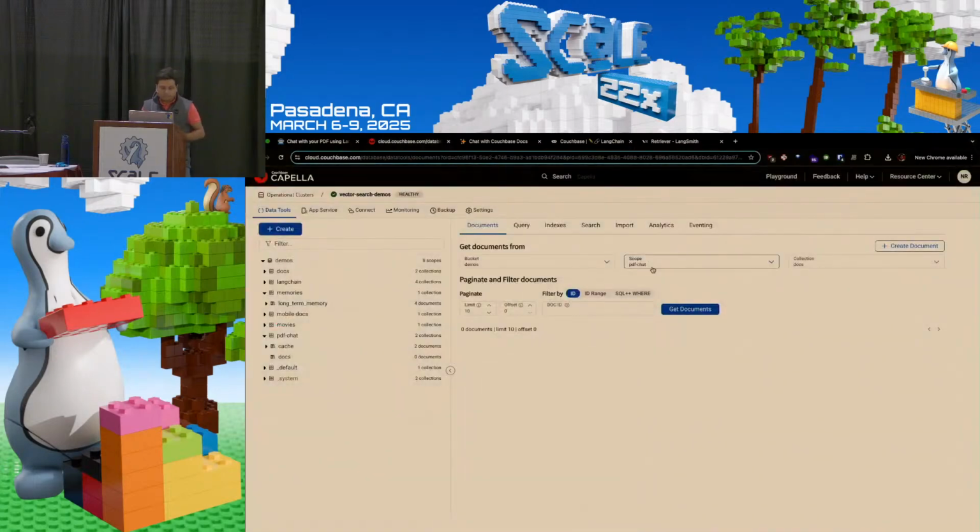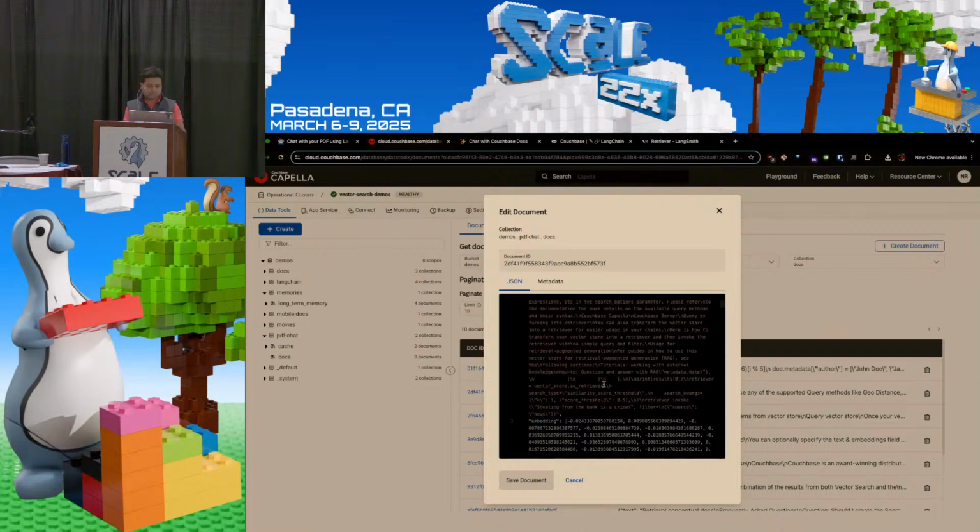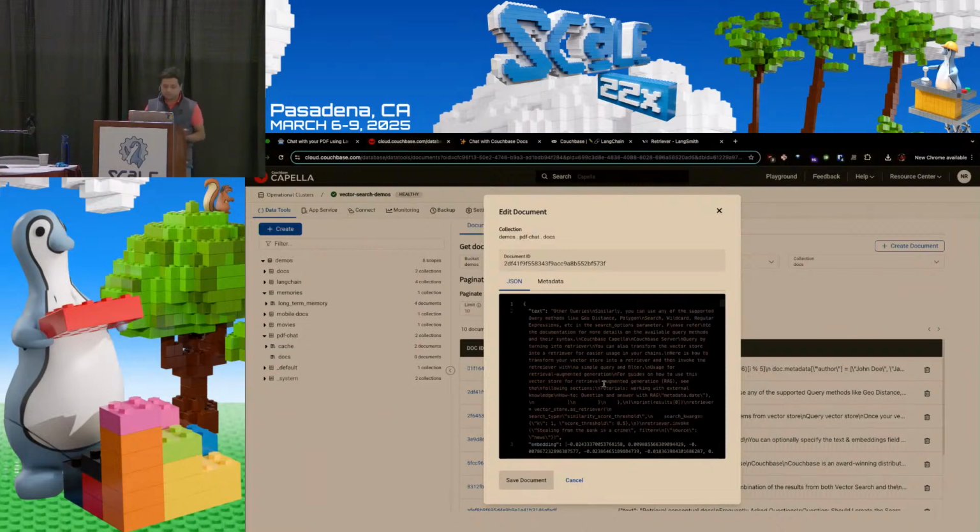And we can also see this on this Couchbase cluster I have here. So you can see this is how the document looks. You have some information about it.